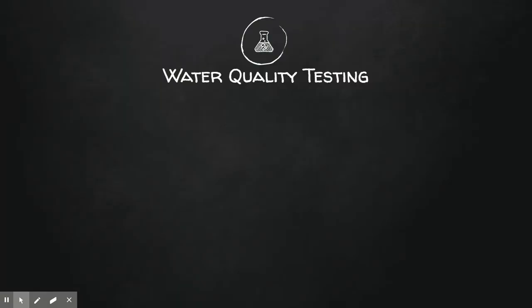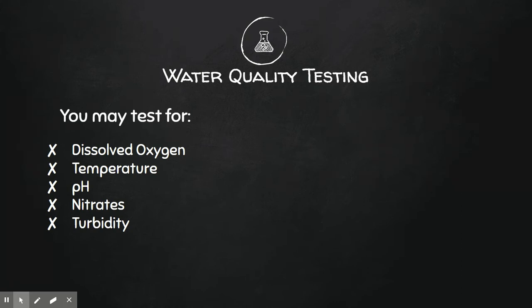In our water quality monitoring program, we have a lot of different ways to test water quality. Most classes will check the following parameters: dissolved oxygen, temperature, pH, nitrates, and turbidity. These tests can all be done directly on site, or in the classroom shortly after the water sample is collected.